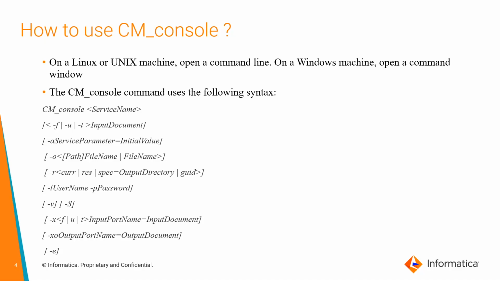-r is used to specify the current result and output directory of the CM console command. -l username specifies the username of the HTTP endpoint URL that we are trying to access. These options have to be given when you use the -u input document option. -p is the password for the HTTP user. -v specifies the version and license information of the data transformation.